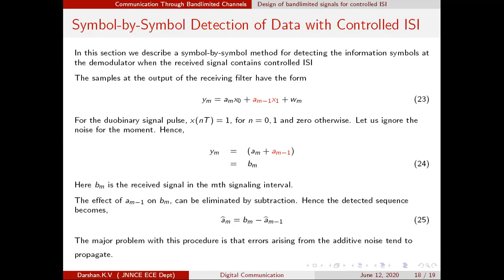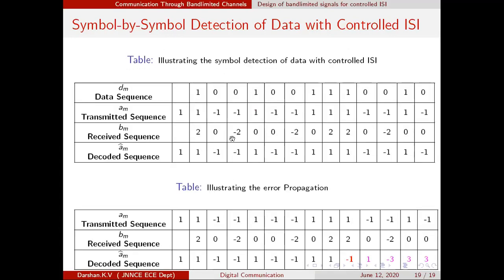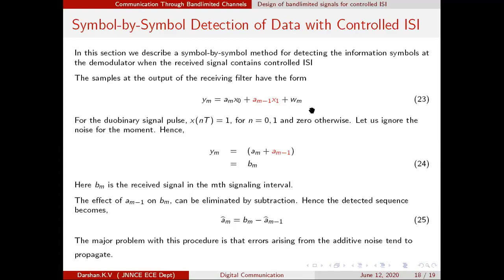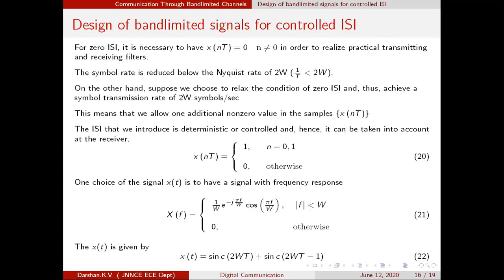So how can we overcome that? That we will come to know. Before that, we will have a simple example of what we have learned. Don't forget this basic equation. This is the output sample. At the mth instant, along with the desired one, you are getting the other symbol's effect also.